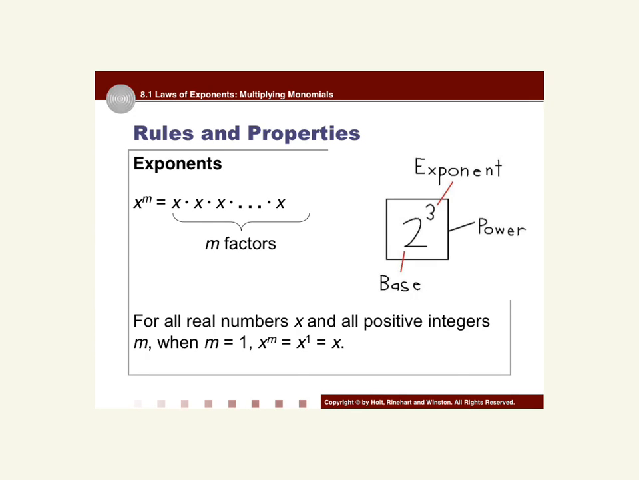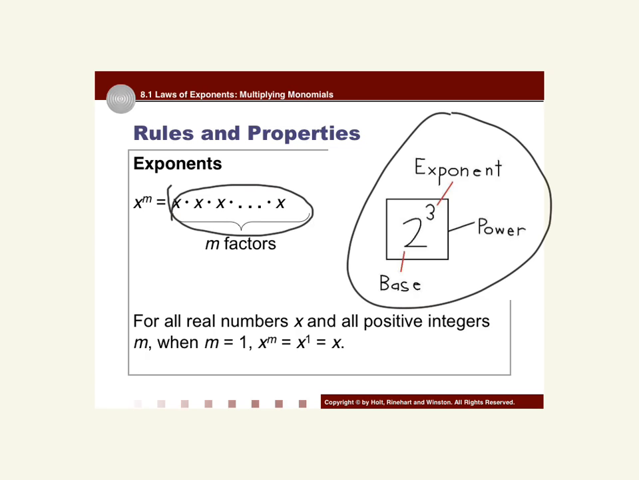First, the definition of an exponent. As you can see, x to the m means that the base of x is a factor m times. In the visual over here, we can see that 2 is the base, 3 is the exponent, and that whole thing is called the power. So 2 to the third would mean 2 times 2 times 2, which would equal 8.